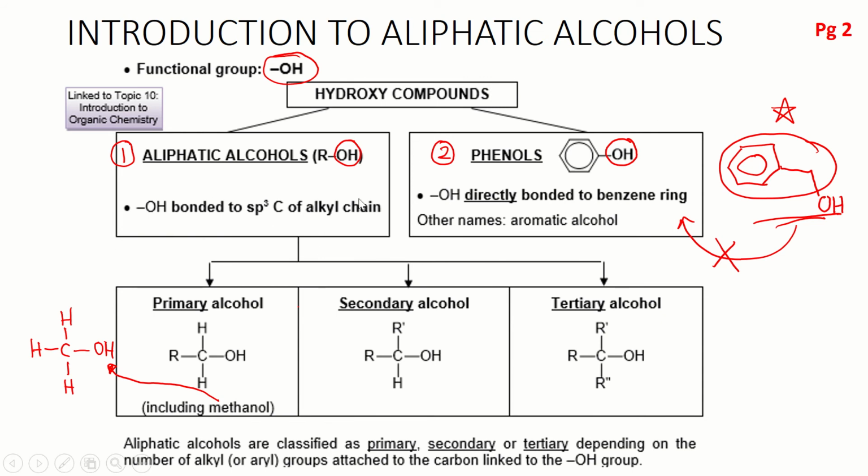Looking at the aliphatic alcohol, we can see that there are three more classifications: primary, secondary, and tertiary alcohol. So how do we tell the type of alcohol that we are seeing? We look at the carbon that's directly attached to the OH group. If I have 3 hydrogens or 2 hydrogens attached to the carbon with the OH group, we consider it a primary alcohol. In fact, this structure over here represents methanol.